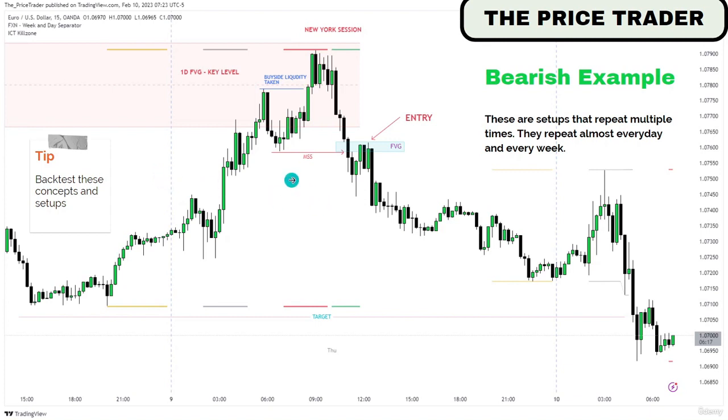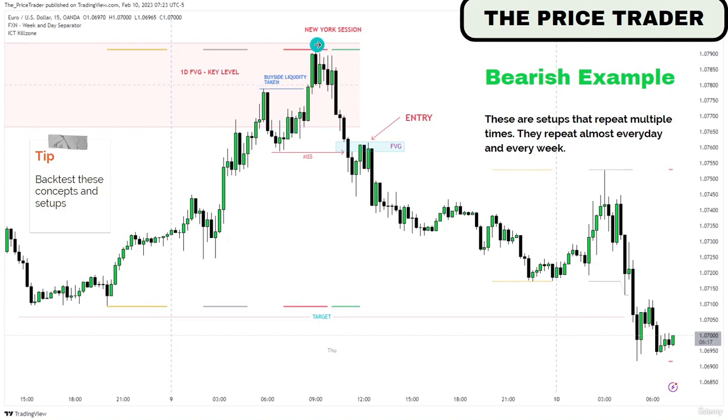Just as an example, we have that 1 day fair value gap, which is now our key level. I've outlined this session, so we have the time also. This is the New York session. We saw the market come higher. It was targeting that midpoint of the fair value gap, which is our key level. It came higher, fell short of that midpoint, then started dropping. But this drop was just a fake drop. Then it rammed higher and took out this buy side liquidity.